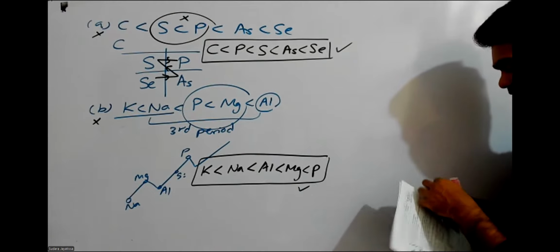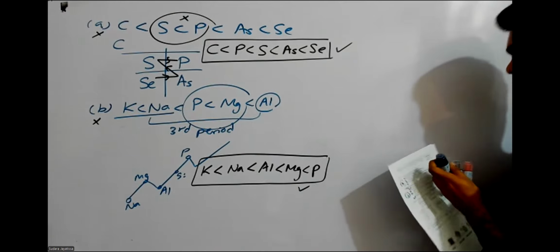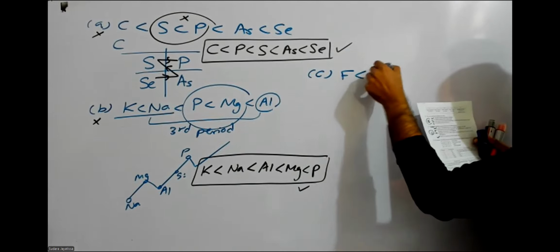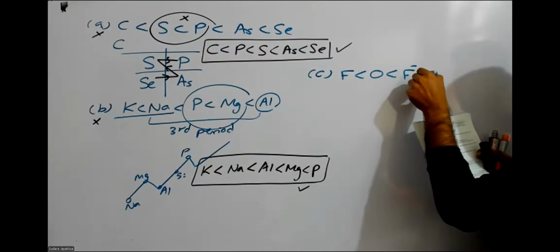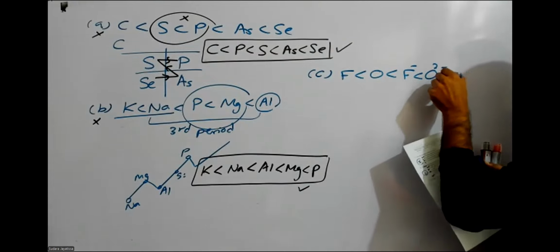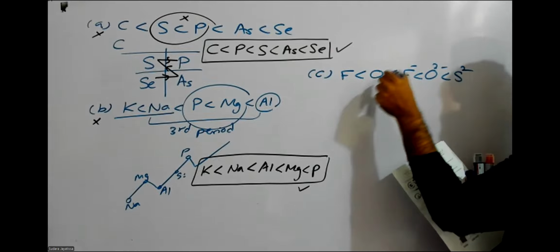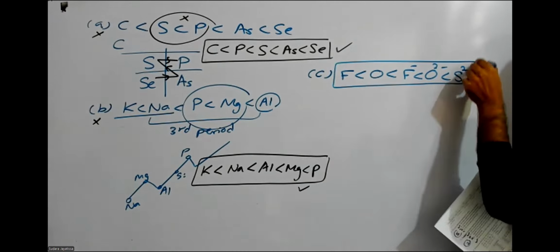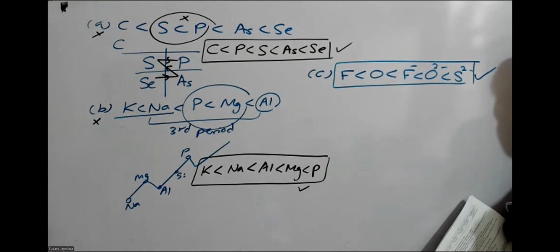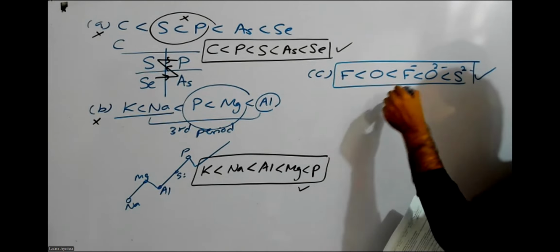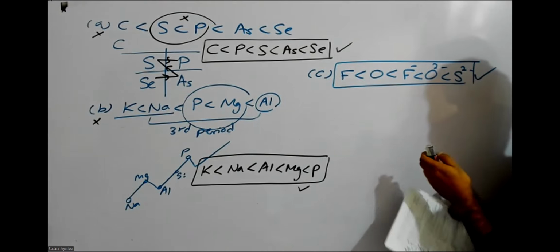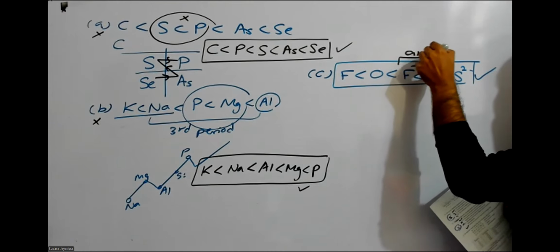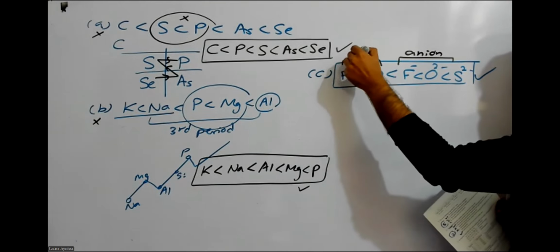And the radius for the anions and their neutral atoms. It says fluorine, oxygen, F minus, O2 minus, and S2 minus. So this is actually correct. I'll explain why. The reason is this. As a point, we know anions are larger than their neutral atoms.